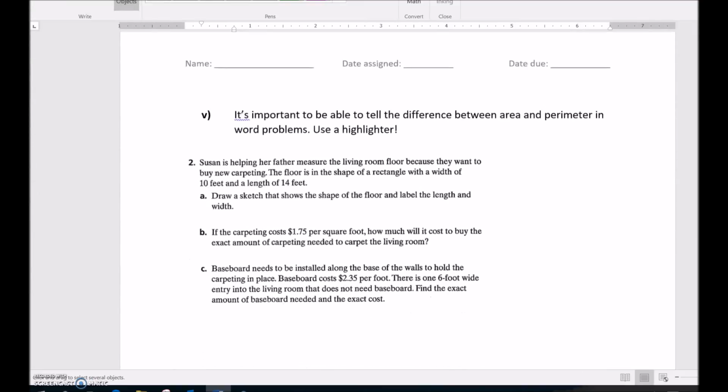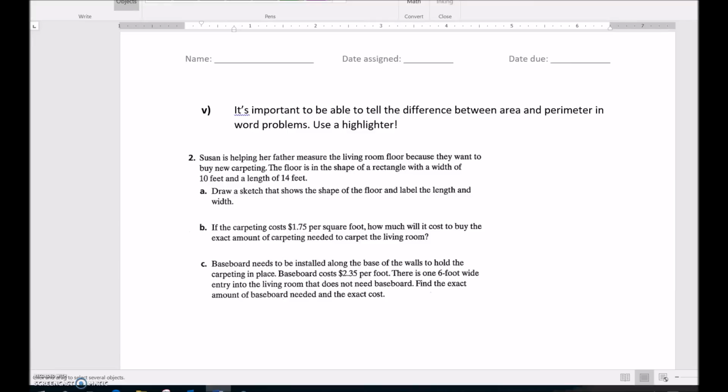Now, some of you might already be stopping here. Word problems are helpful. They put this in context, and these are real problems. Like, you could do this. Okay, so Susan's helping her father. Pause and read the question, and then highlight all the important words. Okay, so the first thing we're going to do is we're going to draw a picture. It's a rectangle, 14 times 10, okay?